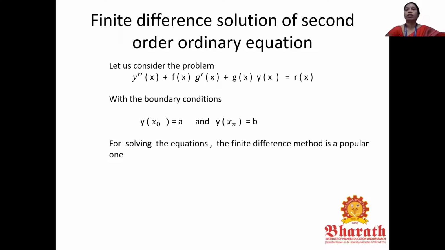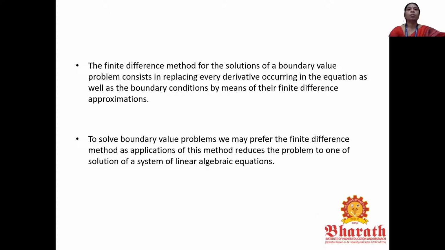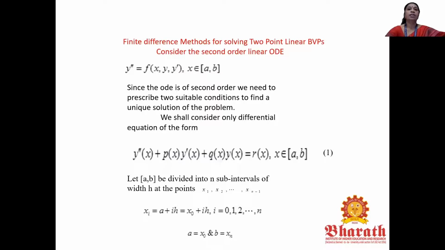So for solving the equation, the finite difference method is the popular one. The finite difference method for the solution of a boundary value problem consists in replacing every derivative occurring in the equation as well as the boundary conditions by means of their finite difference approximations. To solve boundary value problems, we may prefer the finite difference method. This method reduces the problem to one of the solution of a system of linear algebraic equations.